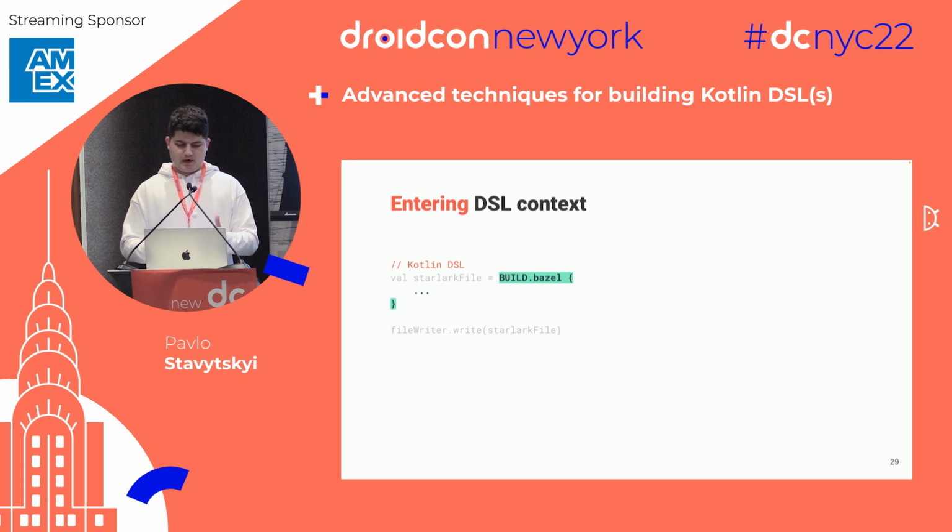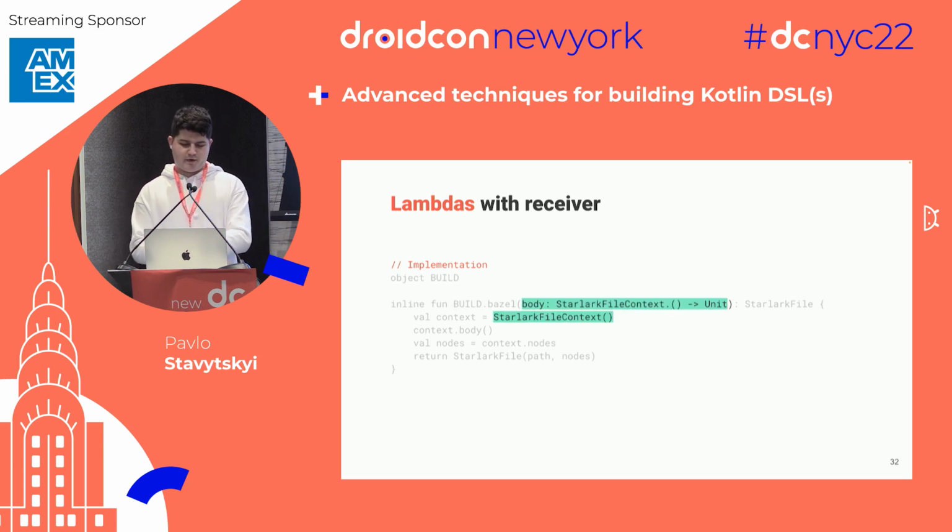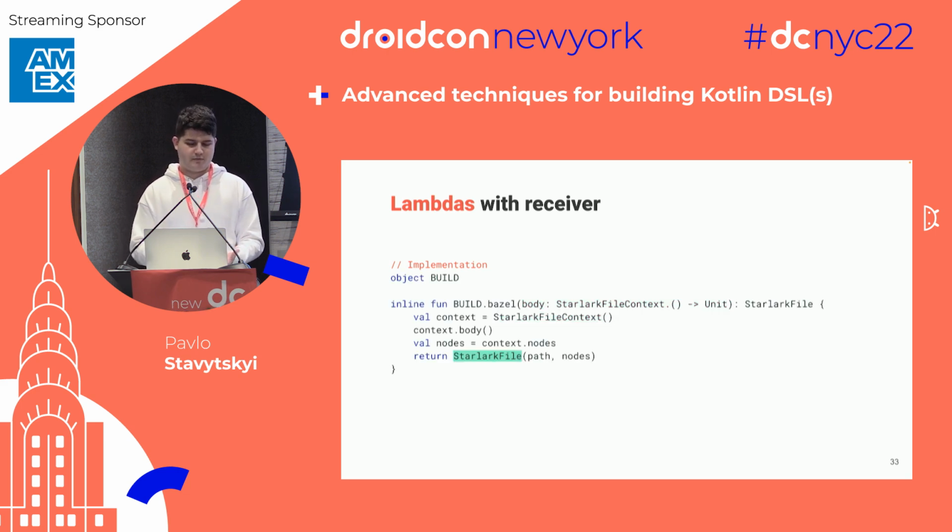From the implementation standpoint, we can have an object which is called build. This is a dummy object, just to look fancy. Then we just create an extension function on this object. The key point here, since we need to enable the functionality of our DSL, is this body parameter, which is itself a lambda with receiver. This is a function that works as an extension function to some specific type of object, which in this case is the Starlark file context. This Starlark file context will provide all the operators and functionality of our DSL. As a result, we are returning the Starlark file class, which is, again as a reminder, the root tree node of our abstract syntax tree.